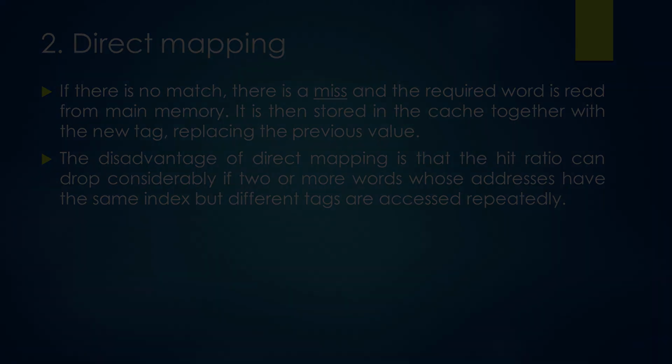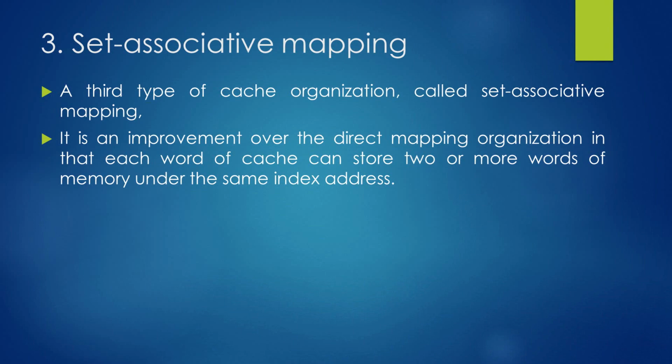The third type of mapping is set-associative mapping. This mapping means we'll have a set of blocks and data together. Now after looking at the diagram you will come to know what it is. It is an improvement over the direct mapping. In direct mapping, I told you, the disadvantage was we have to replace the block if the tag doesn't match.